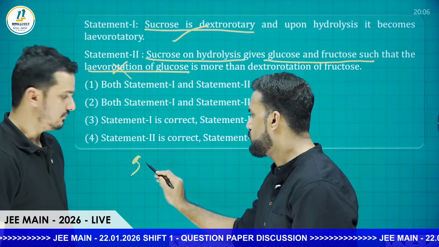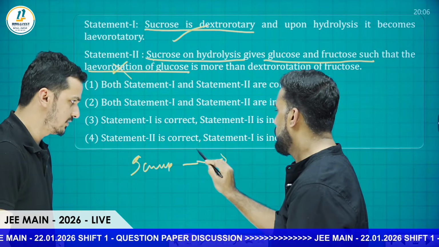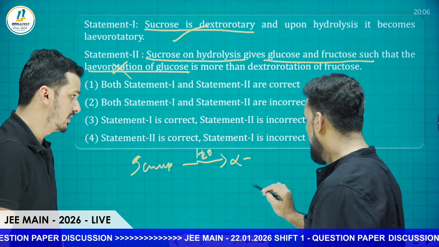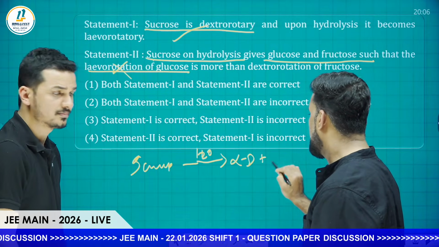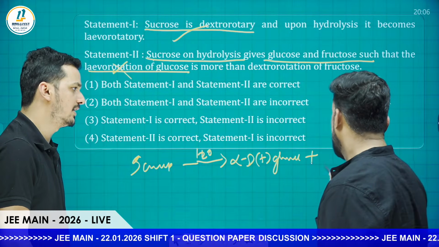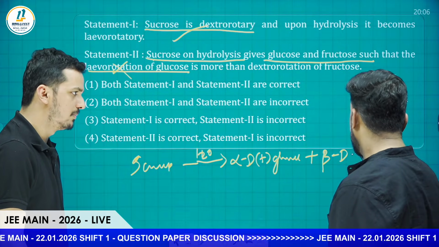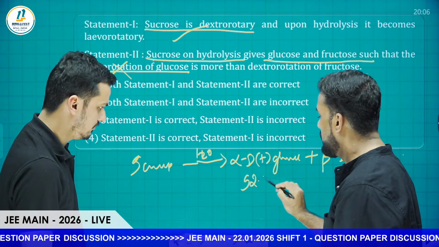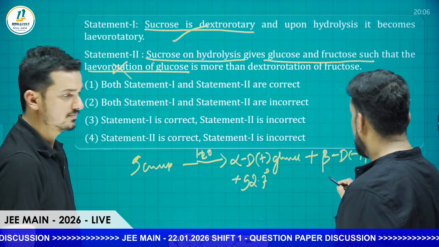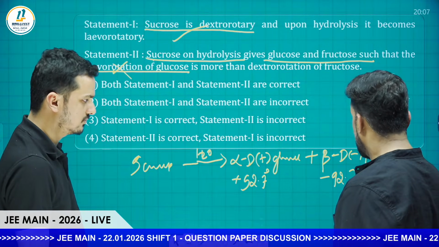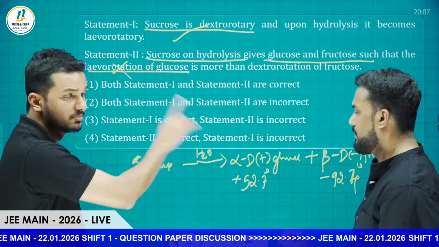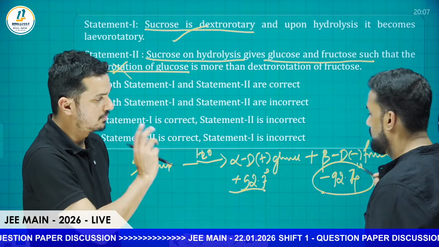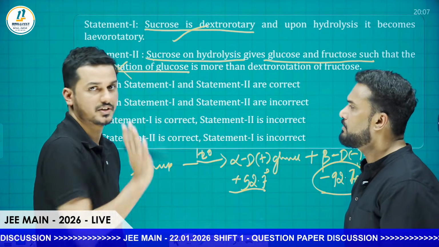If you want, we can write this one. Sucrose on hydrolysis, you will be getting alpha D plus glucose and beta D minus fructose. The specific rotation of this one is plus 52.7 degree, and this is minus 92.4 degree. So that minus is more. This plus 52.7 will cancel, but still negative is remaining. Negative will be there, so it will be levorotatory.